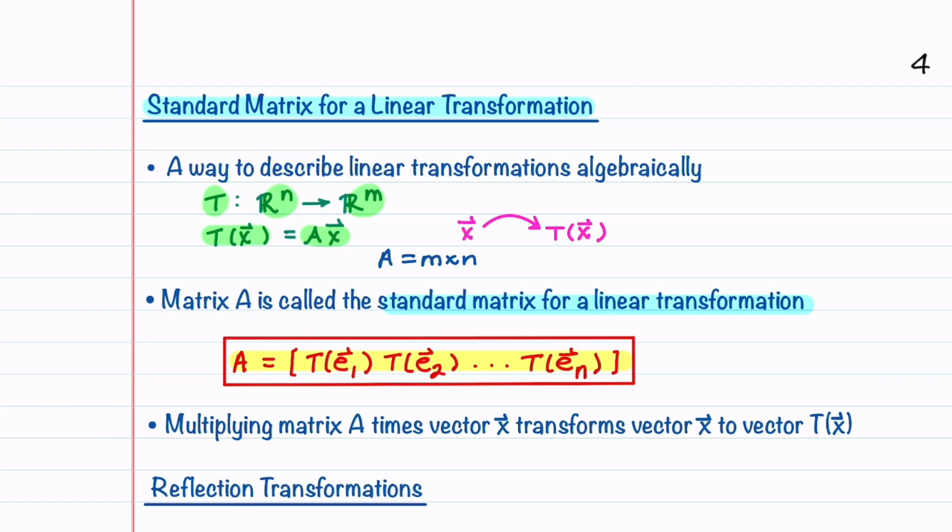Our matrix A is just the transformation of E1, E2, all the way up through En. And one thing I always tell students is remember that this is in your first column, second column, all the way over to your nth column. Once we know matrix A, all we have to do is multiply this matrix A times our vector x, and we're going to get vector T of x.